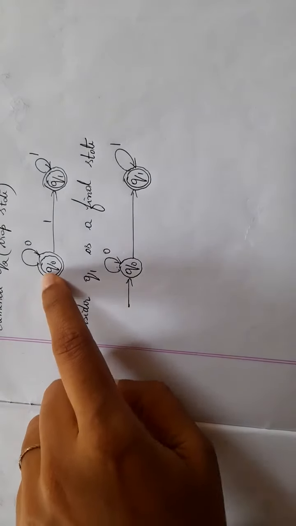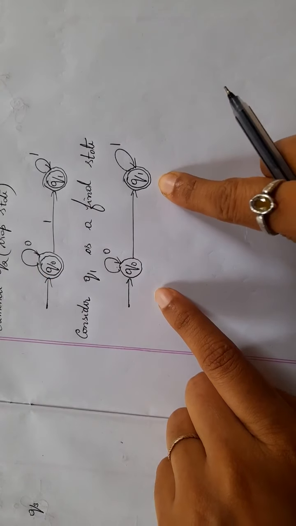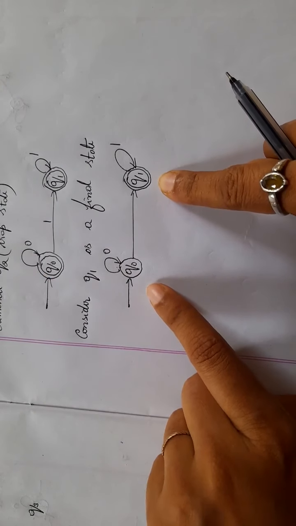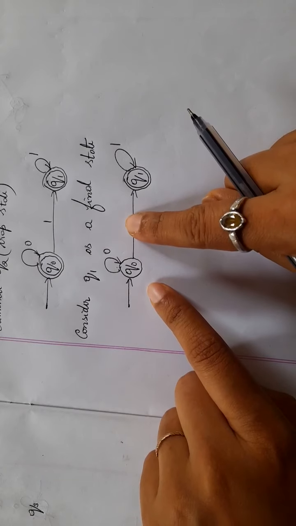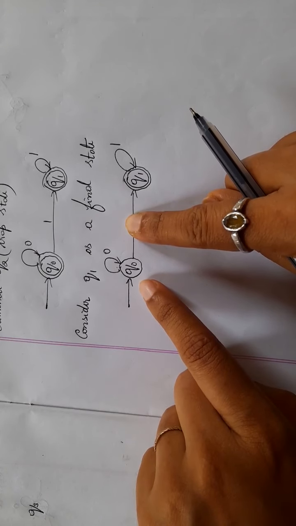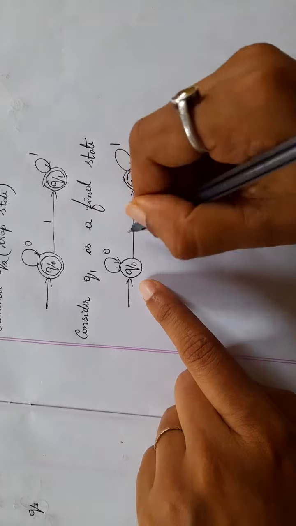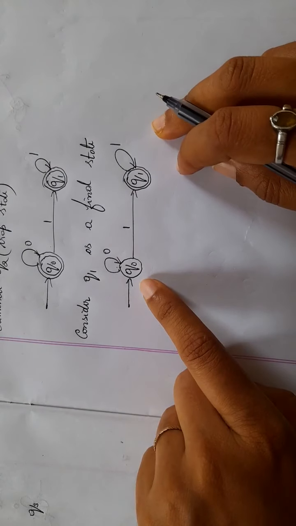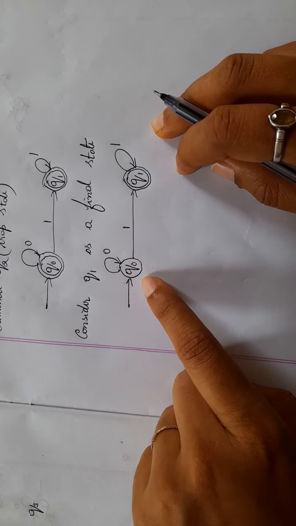Okay. So I'm just considering Q1 as a final state here. Now I don't have any intermediate nodes, so directly write the regular expression for this. What is this? This is 1. So what is the regular expression here?